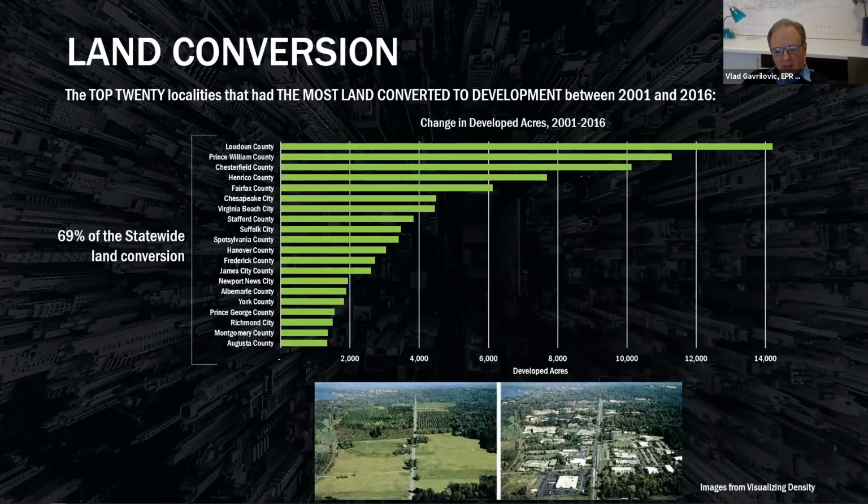Yeah, so that was just growth in activity units. Now we're looking at land conversion. These are the top 20 counties or localities, rather, that changed from undeveloped to developed land in terms of acres. And that represents 69% of the statewide land conversion. You can see the similar pattern there in the high growth localities, or also the high land conversion.